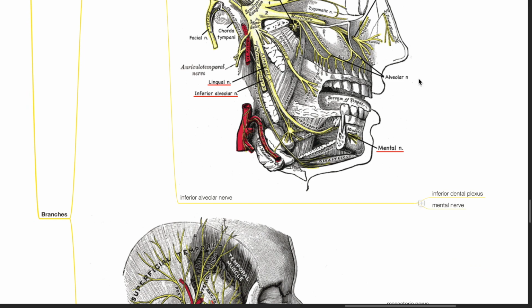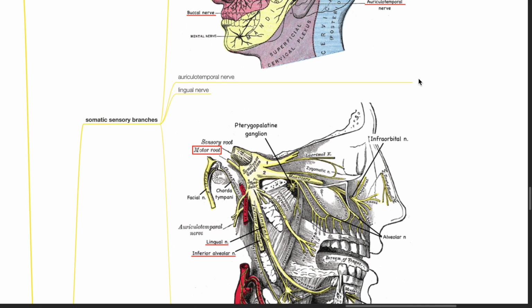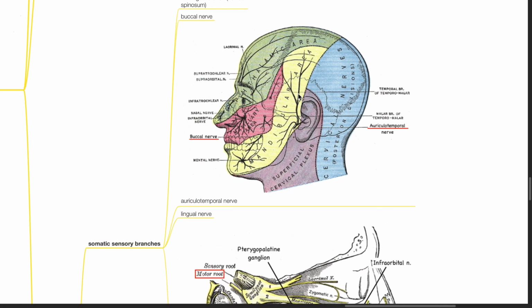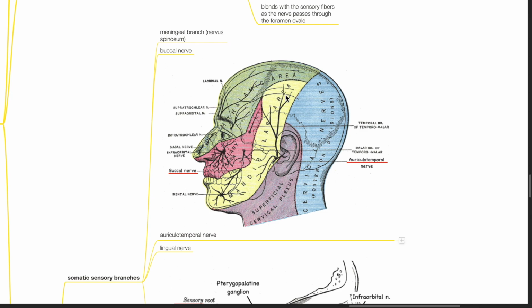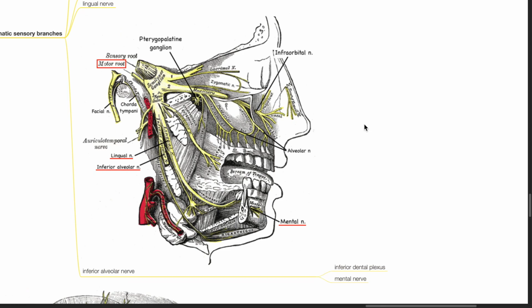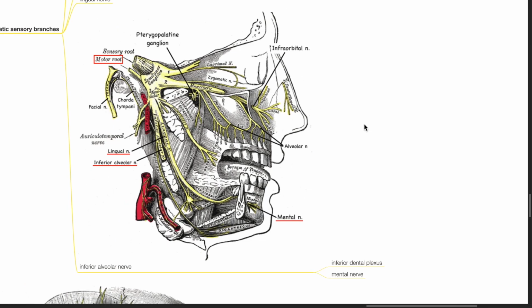Branches of cranial nerve V3. Somatic sensory branches include the meningeal branch, nervus spinosum, buccal nerve, auriculotemporal nerve, lingual nerve, and the inferior alveolar nerve, which further branches into the inferior dental plexus and mental nerve.